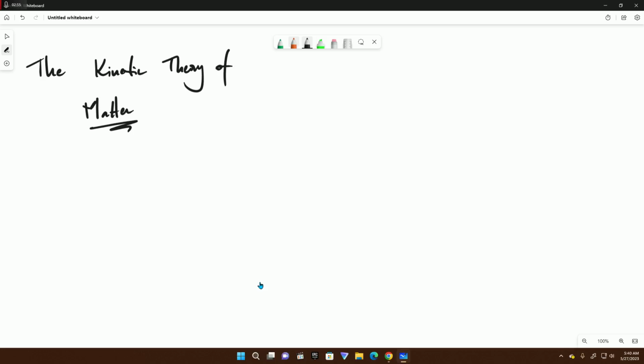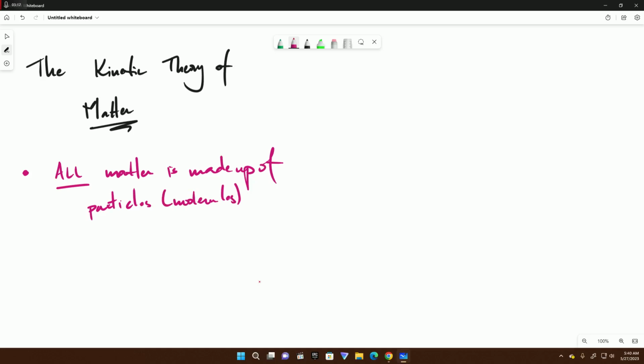So the kinetic theory of matter at this level, yes, I have to state that at this level, has two main tenets. First of all, matter is made up of particles, molecules. Now these molecules, this is the second part, these molecules are in constant random motion. So these are the two statements within the kinetic theory of matter.